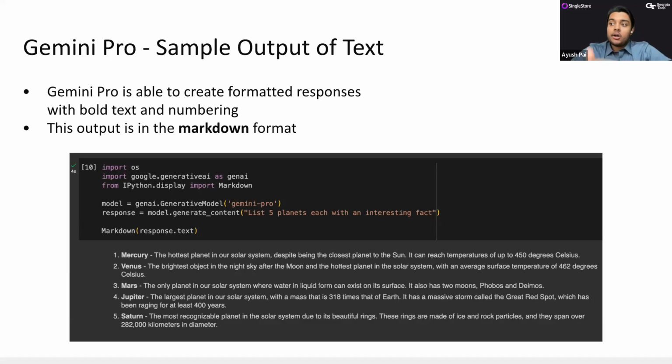Once you have the model loaded in, you can get a response from the model. What you would do is model.generate_content, and that's where you put in your prompt itself. The prompt here is listing 5 planets and interesting facts. And with response.text, we can see what the output is.